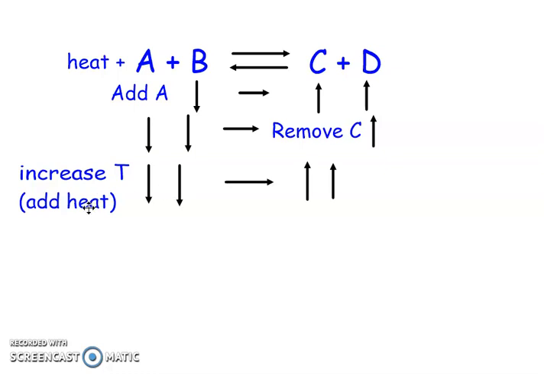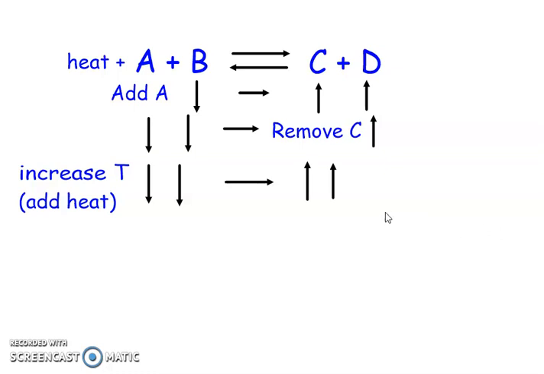So by adding heat, which is on the reactant side of the equation, essentially I'm adding a reactant, it shifts away, it's shifting toward the product side, using up the heat and the other reactants that are there. So regardless of whether it's heat or a chemical, if I add a reactant, it's going to shift to the opposite side. If I remove a product, it shifts toward the product side.